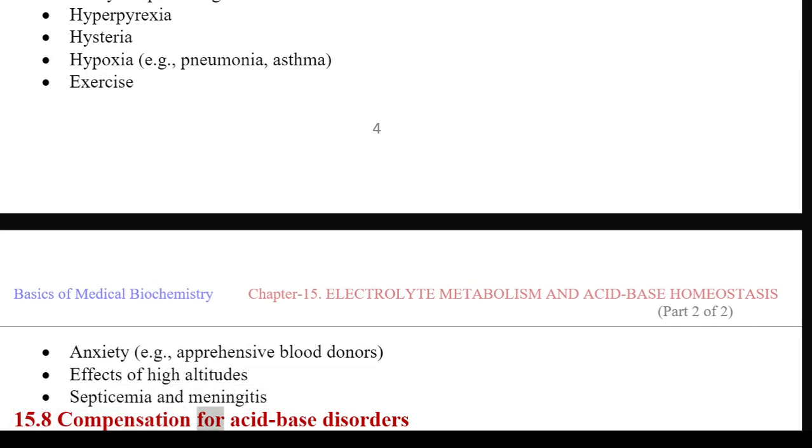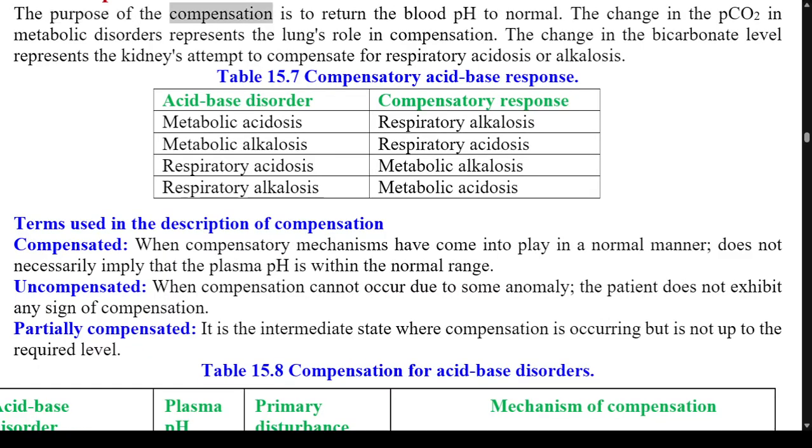15.8 Compensation for acid-base disorders. The purpose of the compensation is to return the blood pH to normal. The change in the PCO2 in metabolic disorders represents the lungs' role in compensation. The change in the bicarbonate level represents the kidney's attempt to compensate for respiratory acidosis or alkalosis. Table 15.7 Compensatory acid-base response.